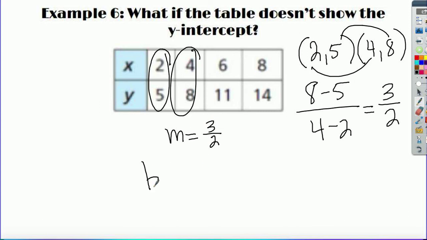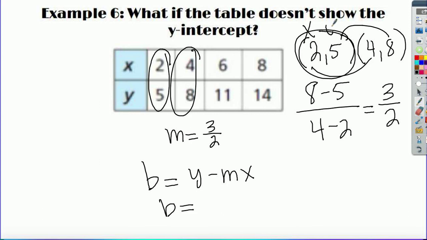To find the y-intercept, we're going to do y minus mx. So the slope is equal to picking any of these points here. In fact, I could use 8, 14 if I felt like it, but I probably wouldn't. I'm going to use the smallest point I have. I'm going to say that the x is 2 and the y is 5. So we've got 5 minus the slope of 3/2 times the x value of 2.